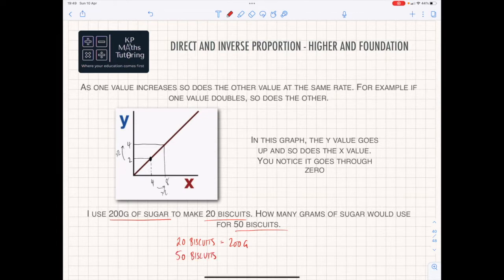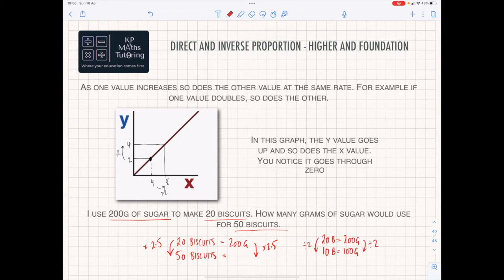There's a couple of ways you can think about this. How do I go from 20 to 50? Well, I could times that by 2.5. 20 times 2.5 would give you 50, so therefore you've got to times this by 2.5 as well. Or you could go, right, if 20 biscuits is 200 grams, then 10 biscuits would be 100 grams, so we're dividing that by 2.